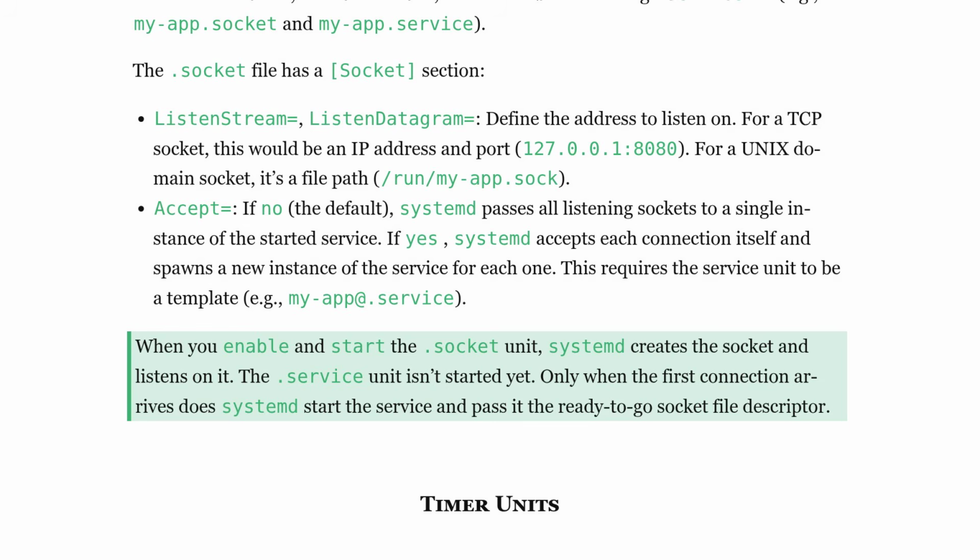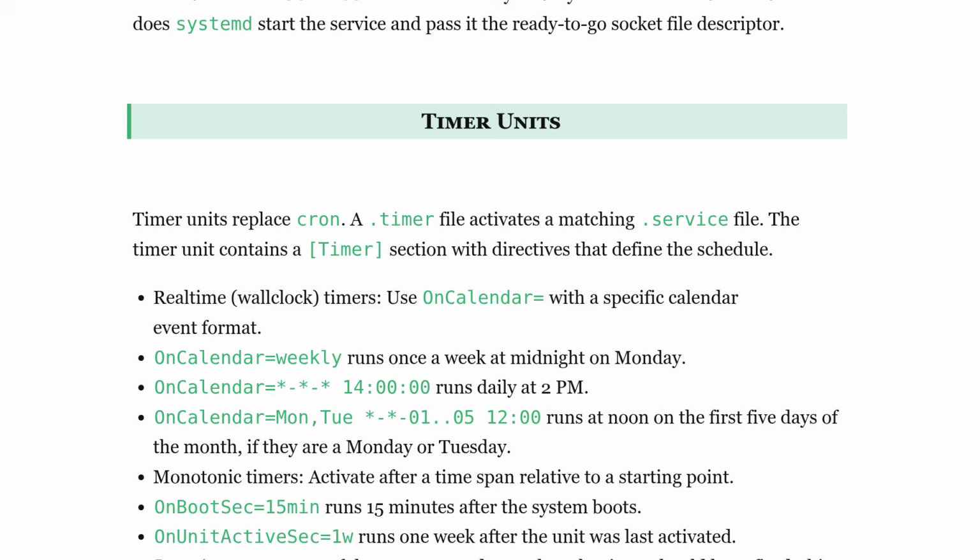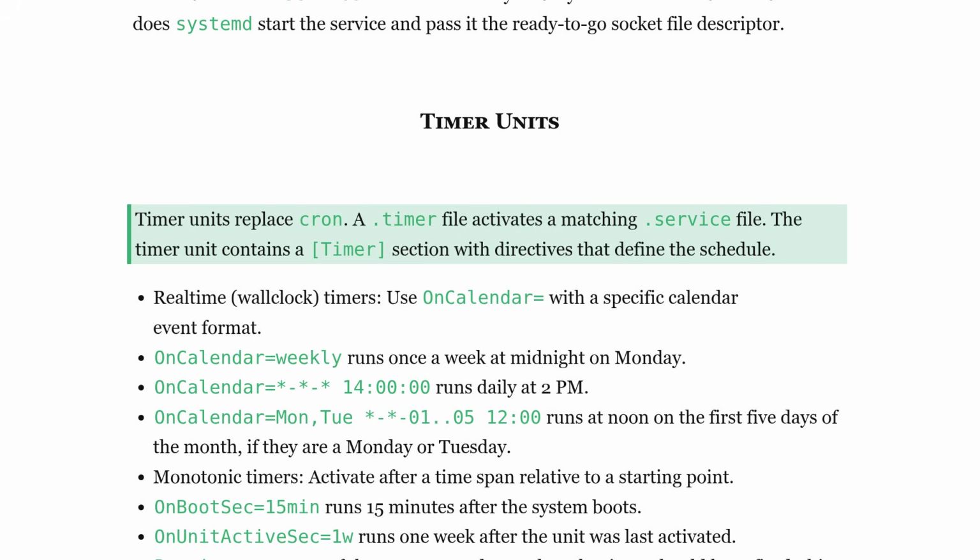The .service unit isn't started yet. Only when the first connection arrives does systemd start the service and pass it the ready-to-go socket file descriptor. Timer units. Timer units replace cron. A .timer file activates a matching .service file.